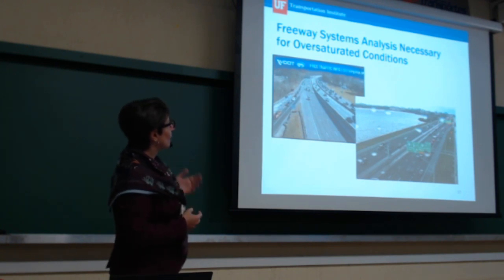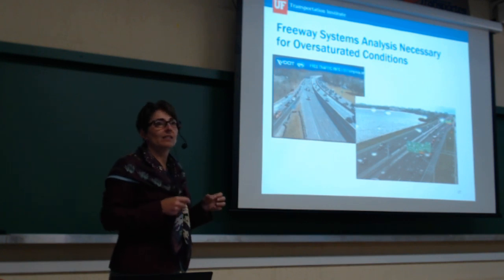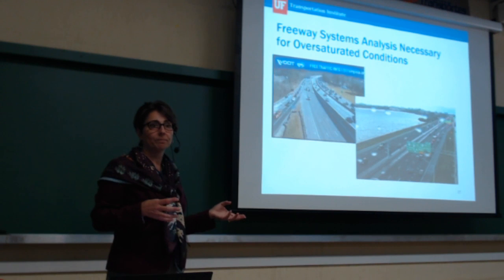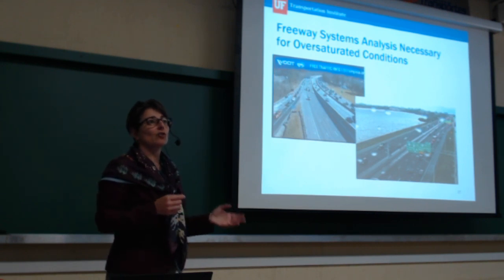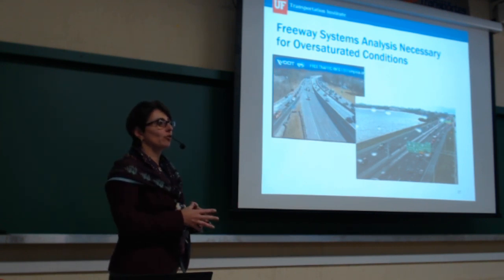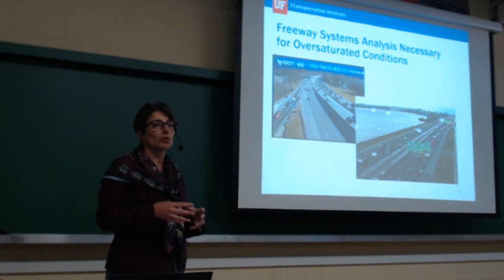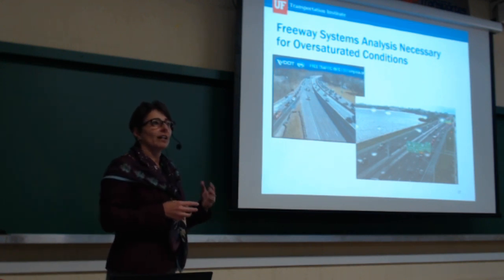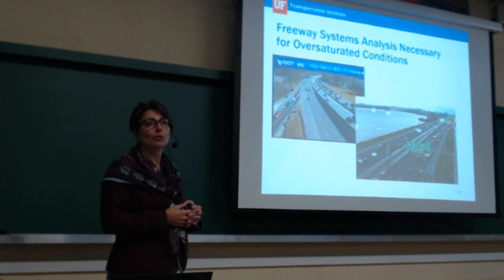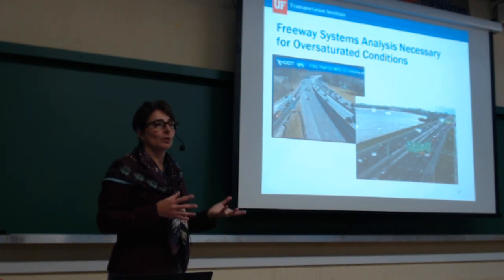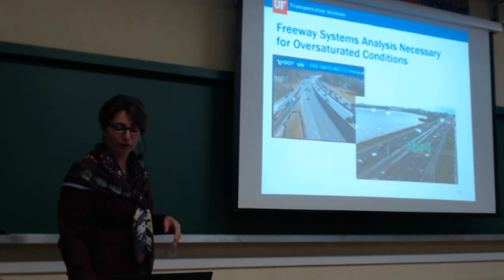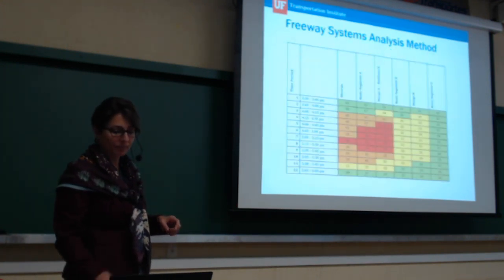So with the current system that we have, it's really necessary to look at the freeway as a system. So in addition to those initial types of methods that looked at the merge and the diverge and so on, over the last couple of editions of the HCM, we've been looking at freeway systems to be able to analyze oversaturated conditions.